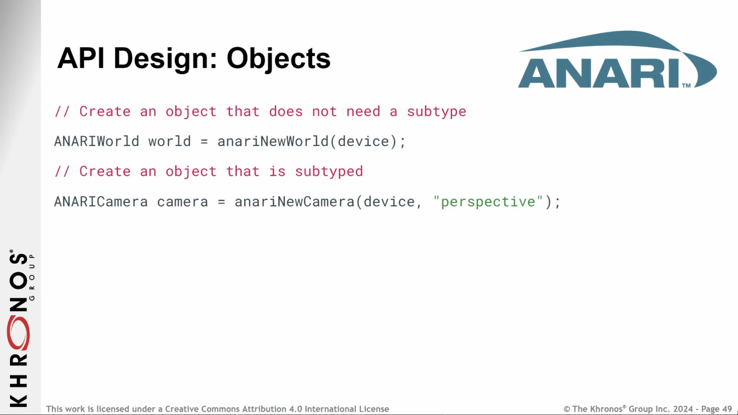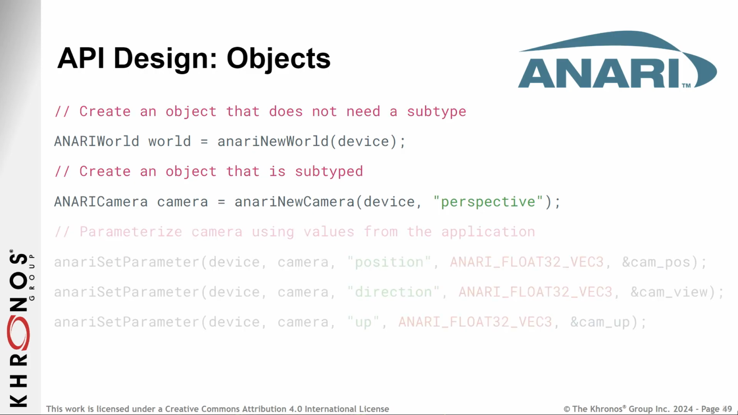So just to look at a brief amount of code, creating objects is pretty straightforward. There's a set of object types that you work with. Some of them need a subtype, some of them don't. So worlds don't, worlds are just a thing. And then if you need a subtype, there's a queryable set of values that your implementation gives you. But there's some standard ones, the things we standardize in the spec. So like a perspective camera, really straightforward.